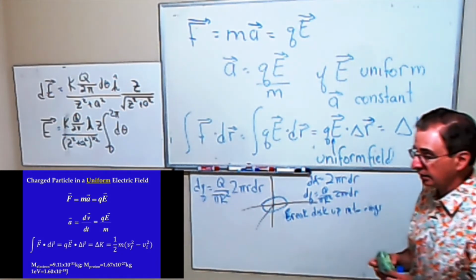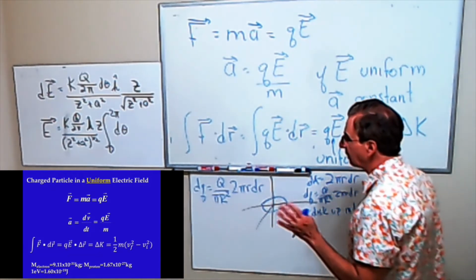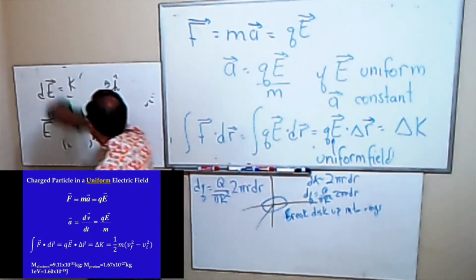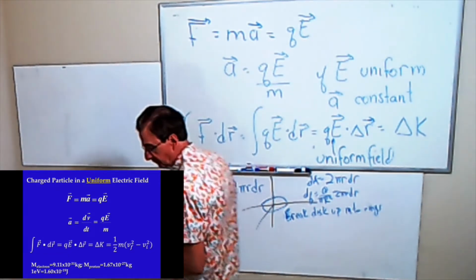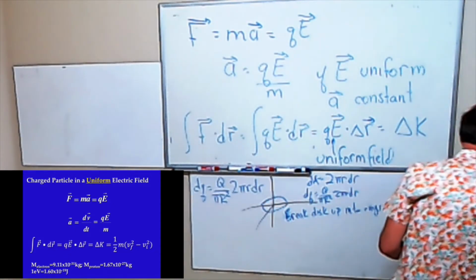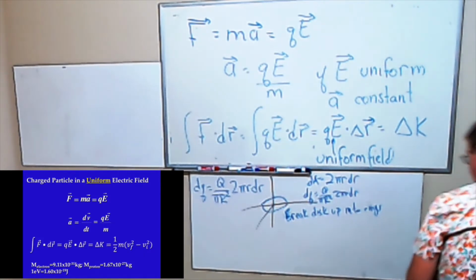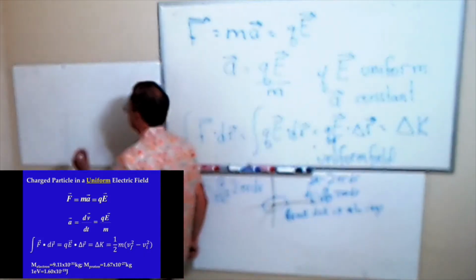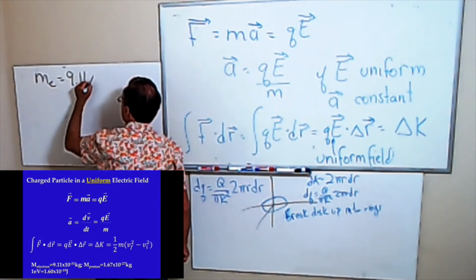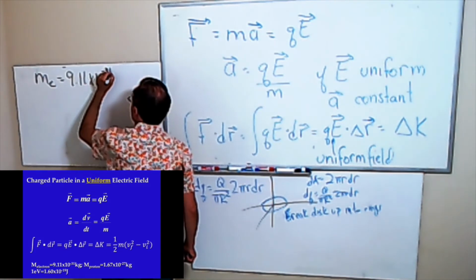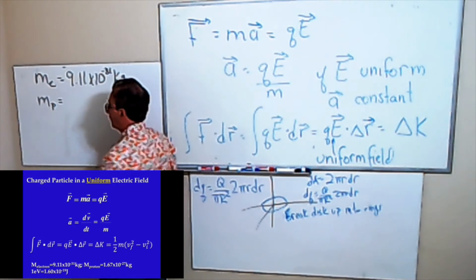Now, when we're dealing with small particles, we're going to be dealing with electrons and protons. I want to say a few things about electrons and protons and some of the units. First of all, when we're dealing with electrons and protons, you should write down the mass of the electron. Mass of the proton.